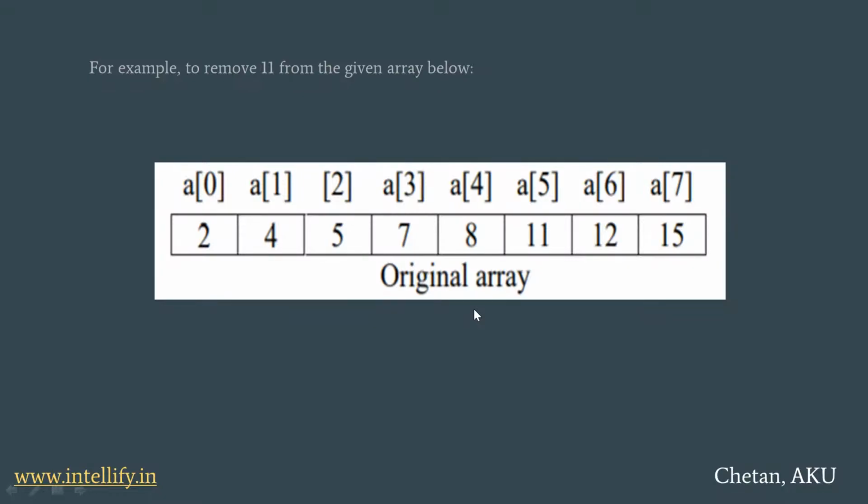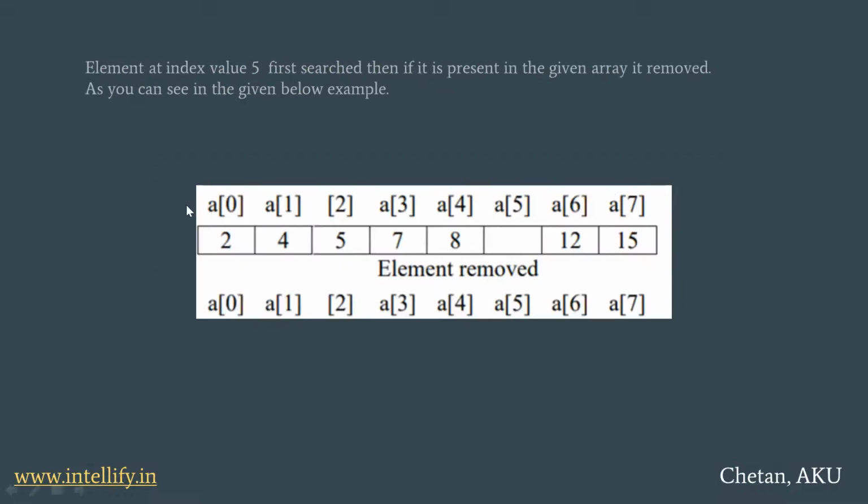For searching, we can apply any searching algorithm like linear search or binary search, or anything else we know better. Now after searching for the element and its index value, the element is at index value 5, and if it is present in the given array, it is removed. And as you see in the figure below, we search the element, then after searching and getting the index of that element, we remove that element.